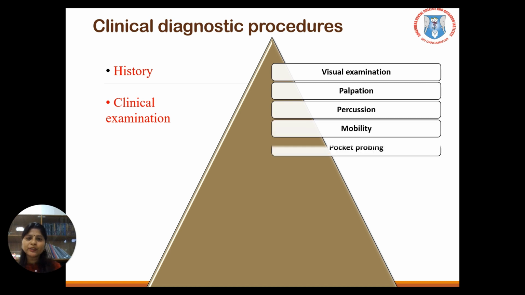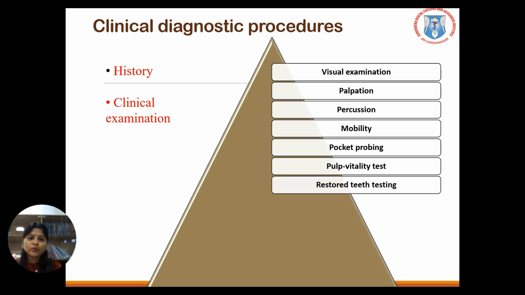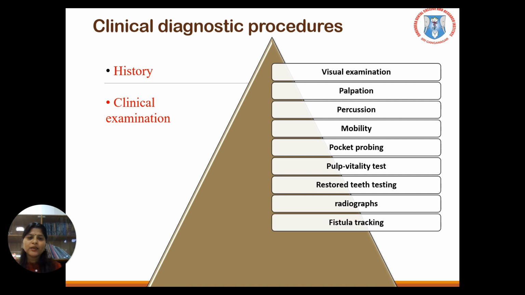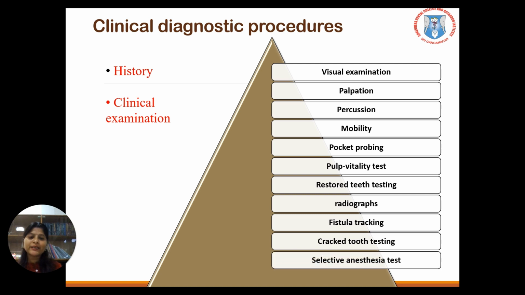Check for the mobility of the tooth. Pocket probing has to be done. Then check for vitality by using cold test, heat test, as well as electric pulp testing. Then restored teeth testing has to be done. On radiograph, we can see the bone loss, which can be horizontal, vertical, or there is no bone loss. The fistula has to be tracked to see where the origin is, whether it is towards the canal or towards the pocket. Then cracked tooth testing has to be done, and selective anesthesia.